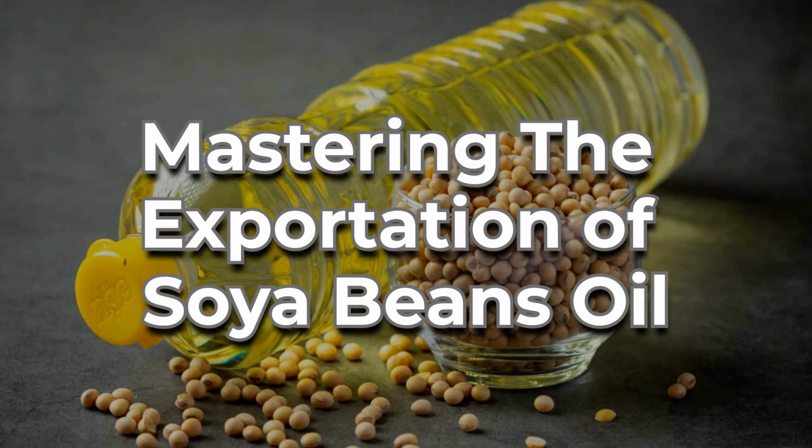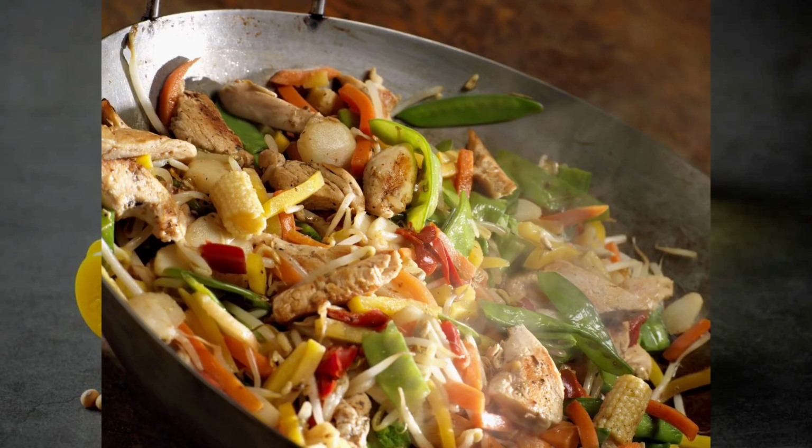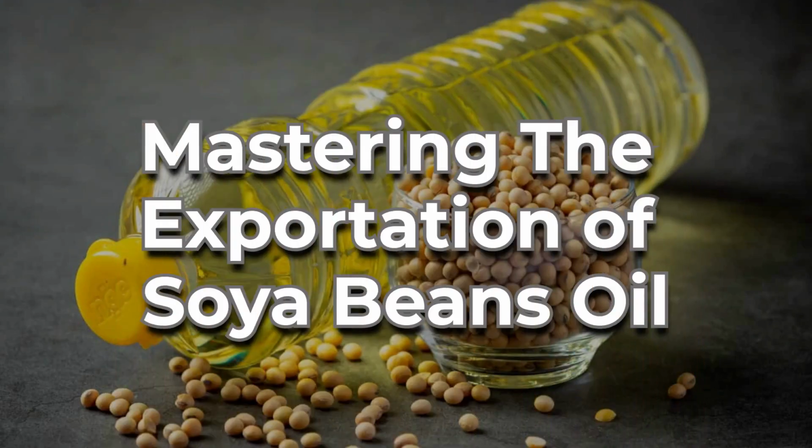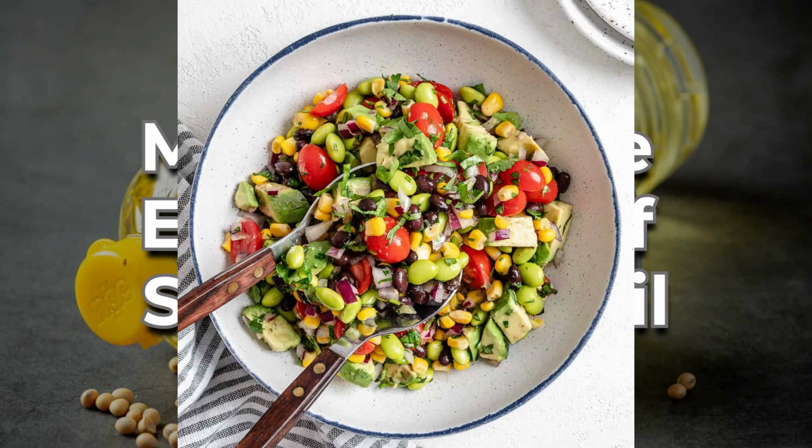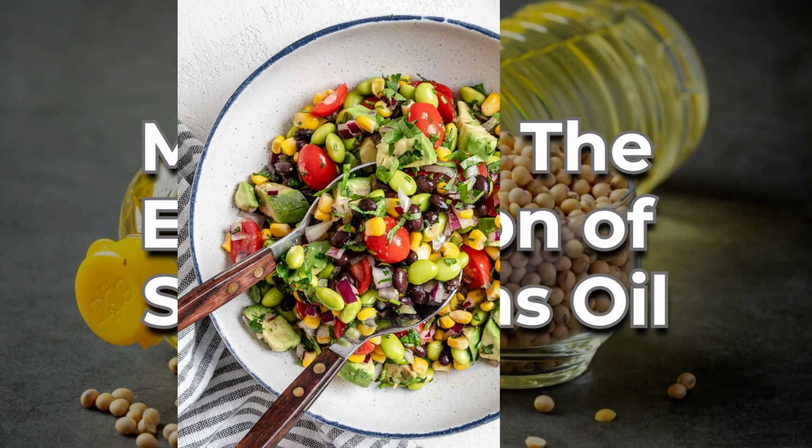It is used in a wide range of recipes: stir fry, salad dressing, baking. Food processing. Soybean oil is widely used in the food processing industry as an ingredient in a variety of products including margarine, mayonnaise, salad dressing, sauces, snack food. It provides texture, flavor, and mouthfeel to processed food.